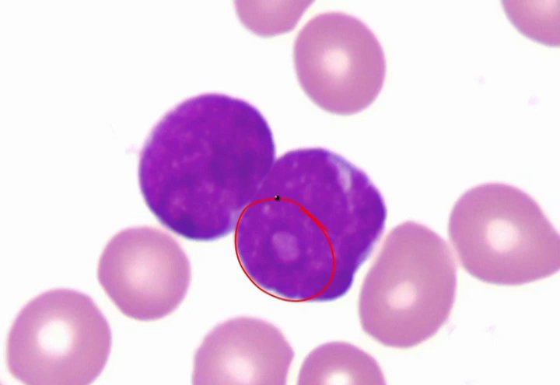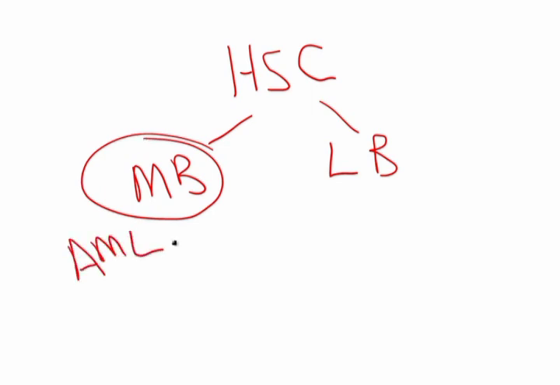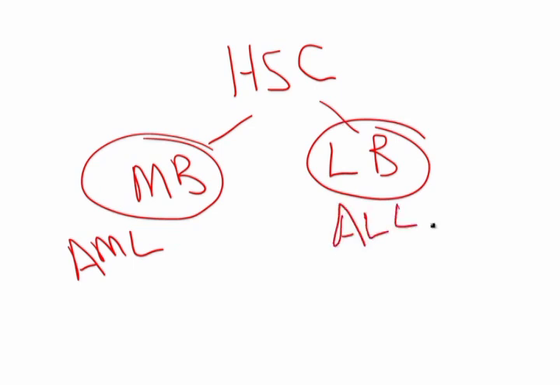However, I may not be able to tell you whether these are lymphoblasts or whether these are myeloblasts. And so that requires a little bit of explanation. Again, remember that the hematopoietic stem cell is going to divide into a myeloid blast and a lymphoid blast. Now, if there's an accumulation of the myeloid blast, that is called AML, and if there's an accumulation of the lymphoid blast, that is called ALL.